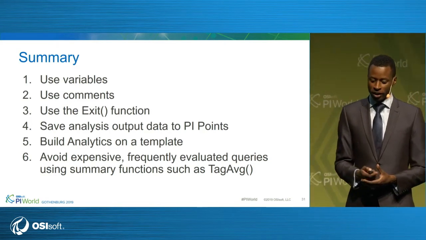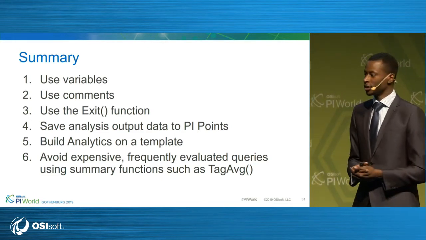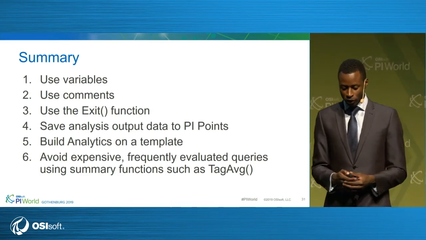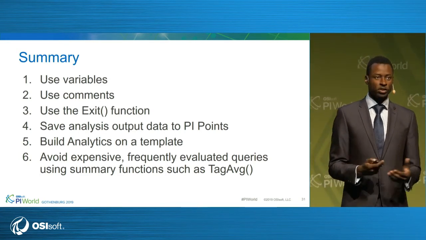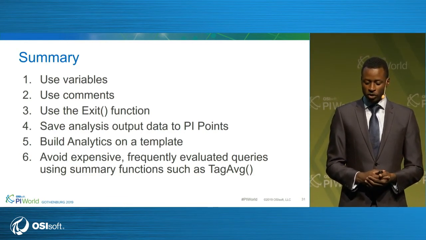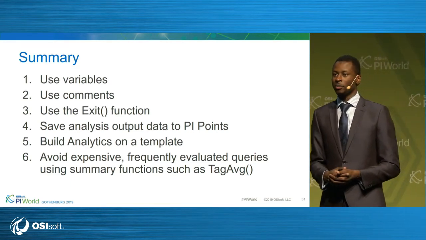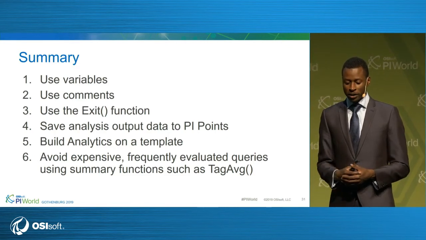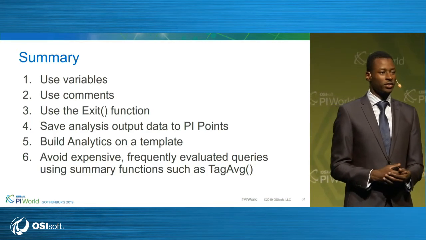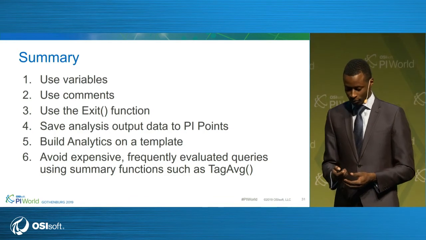Thirdly, we want to be able to exit functions, so we're not performing expressions again and again which are not necessary. And also, we want to save analysis outputs to PI points where we can and where it's necessary to. We also wanted to build analytics based upon a template, which is more efficient and easier to manage. And we want to avoid expensive, frequently evaluated queries using summary functions such as TagAverage. So that's a quick summary of what we went through today.